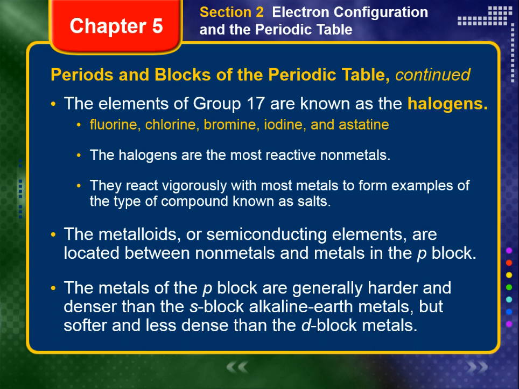The metals of the P block are generally harder and denser than the S-block alkaline earth metals, but softer and less dense than the D-block metals. With the exception of bismuth, these metals are sufficiently reactive to be found in nature only in the form of compounds. Once obtained as free metals, however, they are stable in the presence of air.